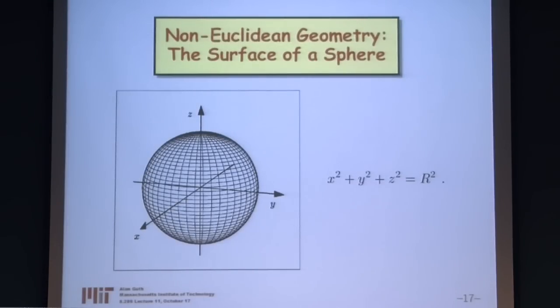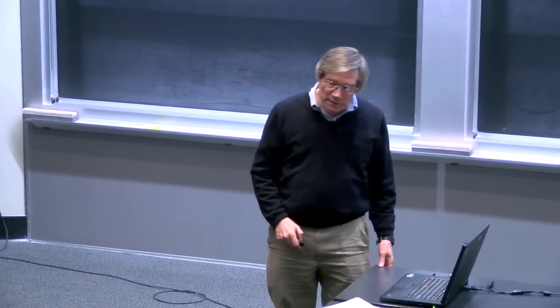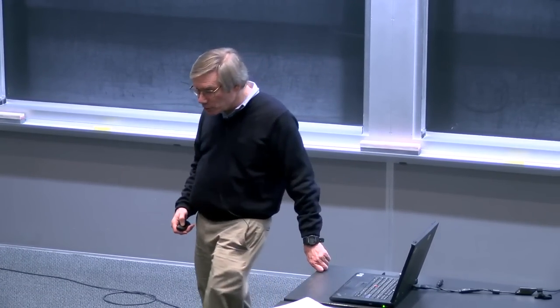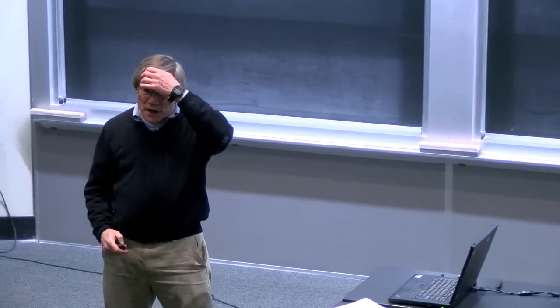It's certainly homogeneous in the sense that any point on the surface of a sphere will look exactly like any other point. If you were living on that sphere and you didn't have any other landmarks, you'd have no way of knowing where on the sphere you were. Furthermore, it's isotropic, same in all directions.